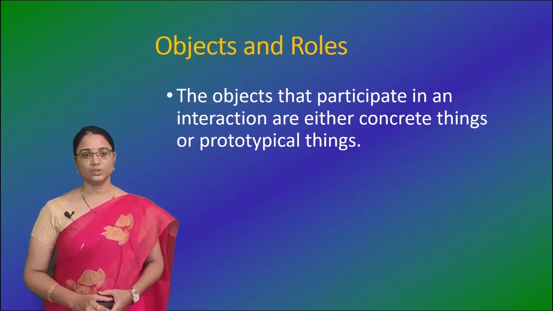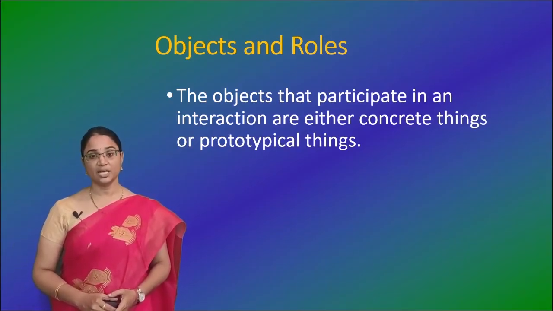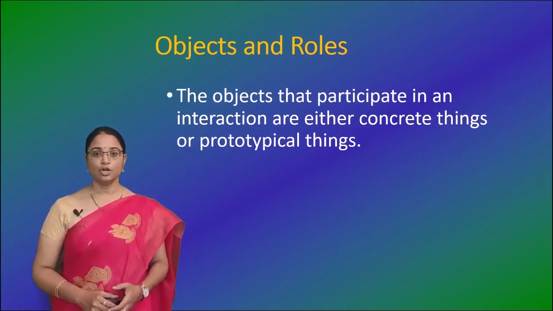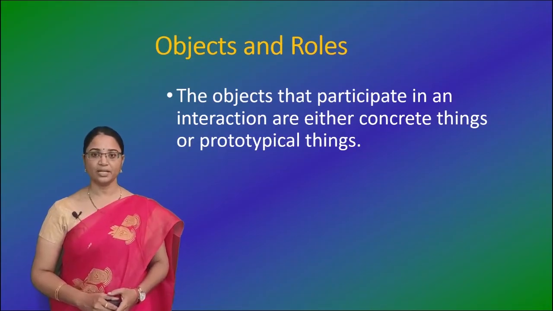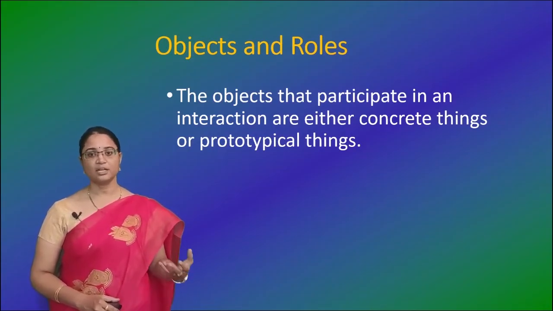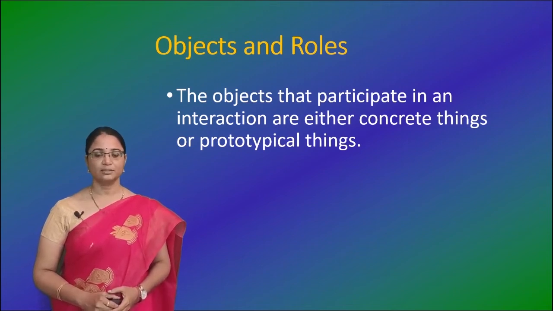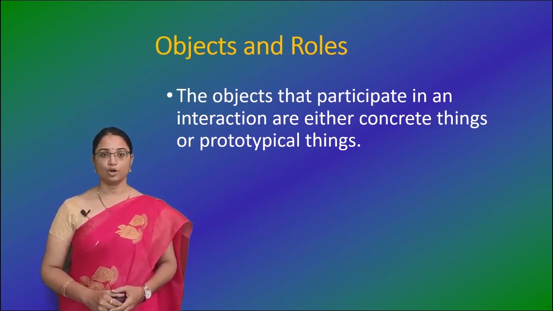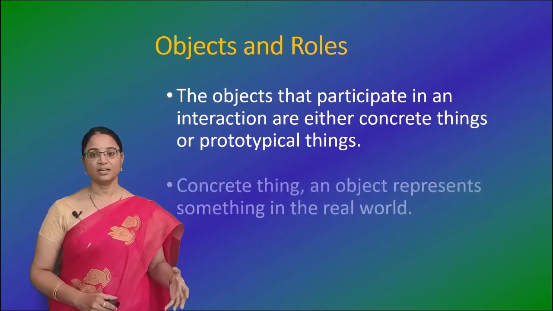Coming to the objects. The objects that participate in an interaction are either concrete things or prototypical things. There are two types of objects. The first one is a concrete thing and the second one is a prototypical thing. As a concrete thing, an object represents something in the real world.